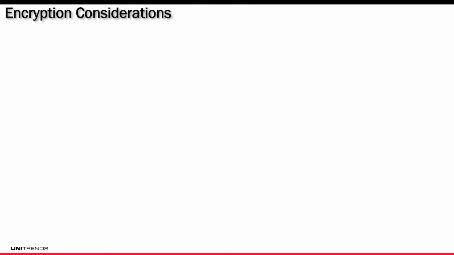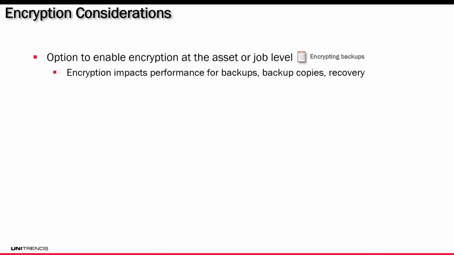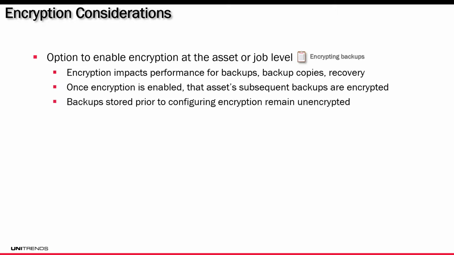When we look at encryption considerations, the options are to enable encryption at the asset or the job level. Once again, there's a link there for more information in the administrator guide about encrypting backups. Encryption impacts performance for the backups and backup copies, and it affects the performance for recovery. All right, once encryption is enabled, that asset's subsequent backups are encrypted. But backups stored prior to the configuration of encryption remain unencrypted.